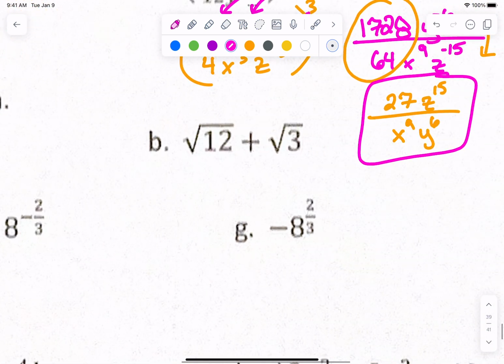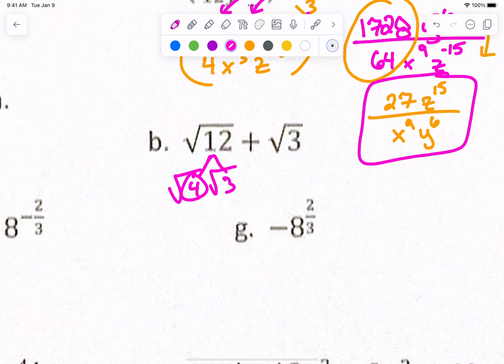Can you add those together right now? No, you can't add them together if they don't have the same base. Well, we can. But can we make them the same base? 12 is 4 times 3. The square root of 4 and the square root of 3. What's the square root of 4? 2. So 2 square roots of 3 plus the square root of 3. What's 2 square roots of 3 plus the square root of 3? 3 square roots of 3.